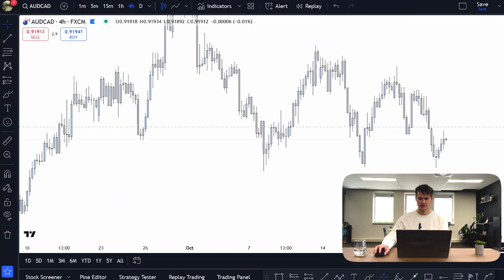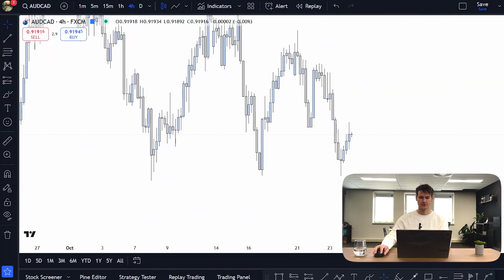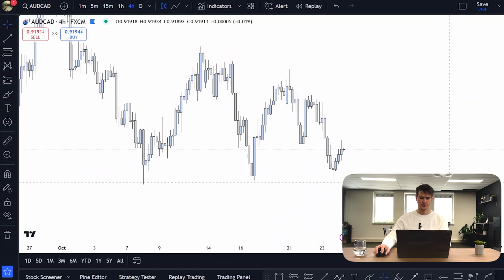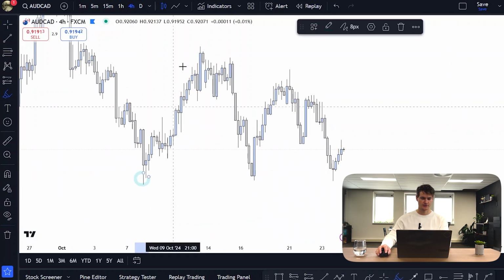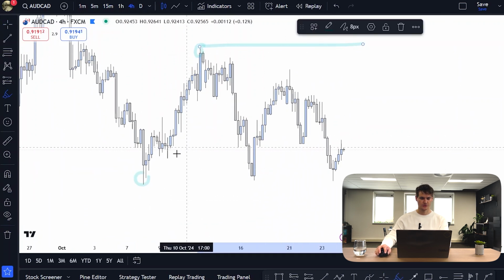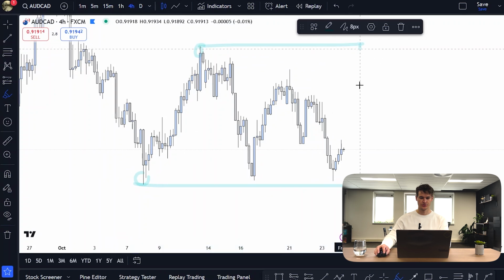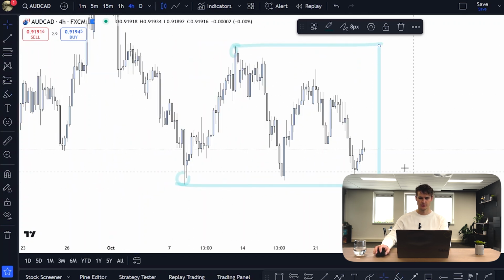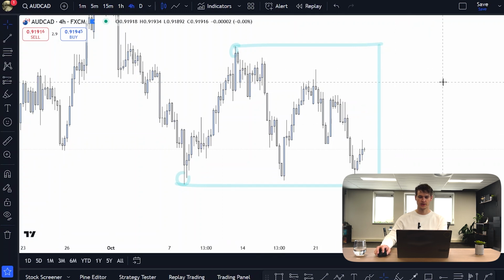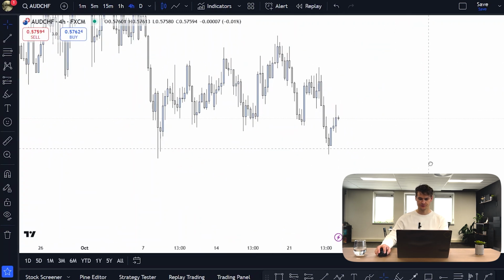So we're just going to get started with AUD CAD. AUD CAD right now is mainly moving sideways. Our swing low is right here. Our swing high is right here. We're essentially still playing within that range. So until one of these gets taken, we're essentially playing within a range. So that means that we're not going to be looking for any trades right now.